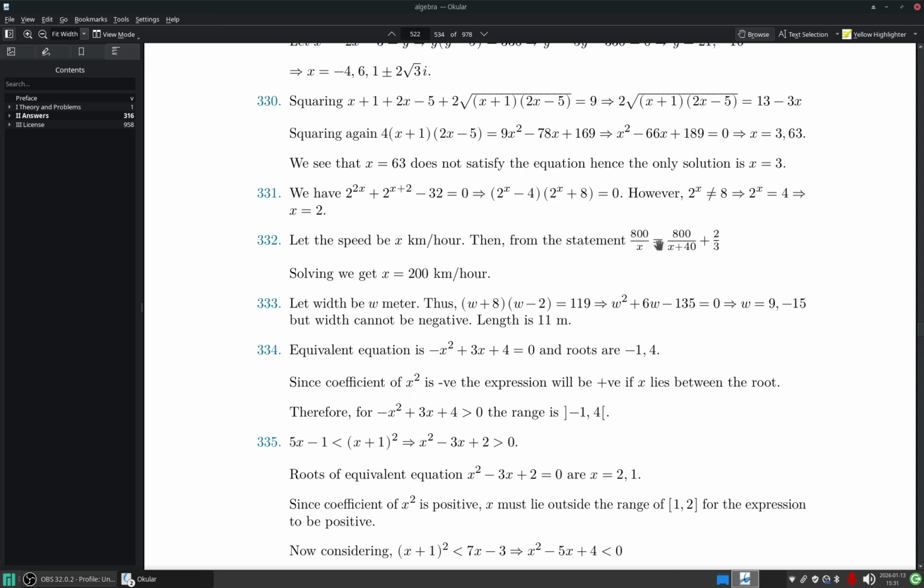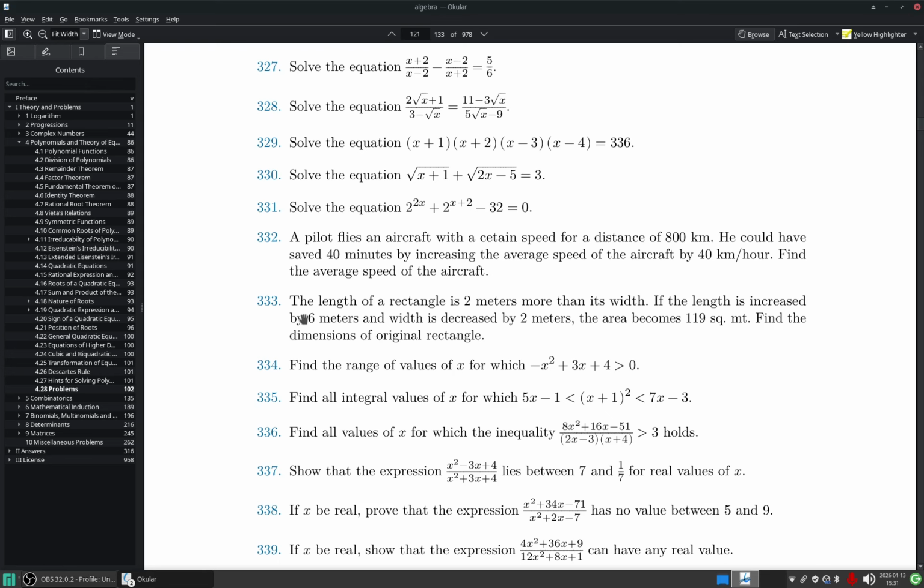And now it's simply a matter of solving a linear equation. You will get x is equal to 200 kilometers per hour. You can verify this. If you travel at 200 kilometers per hour, then 800 kilometers can be traversed in 4 hours. Then you put 240 here and you will see that both are equal.